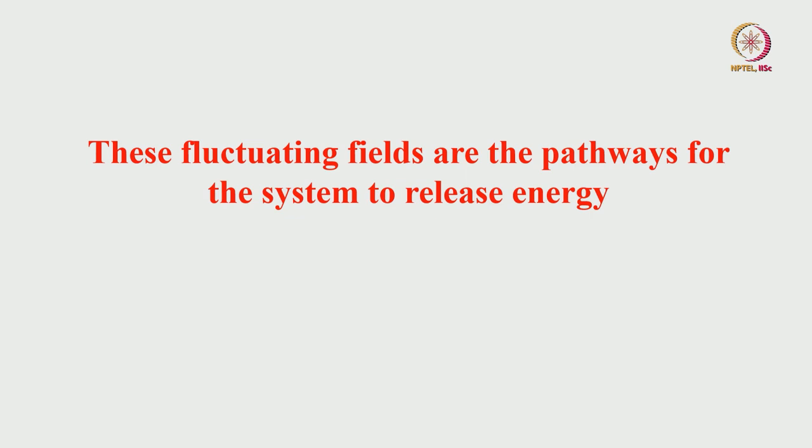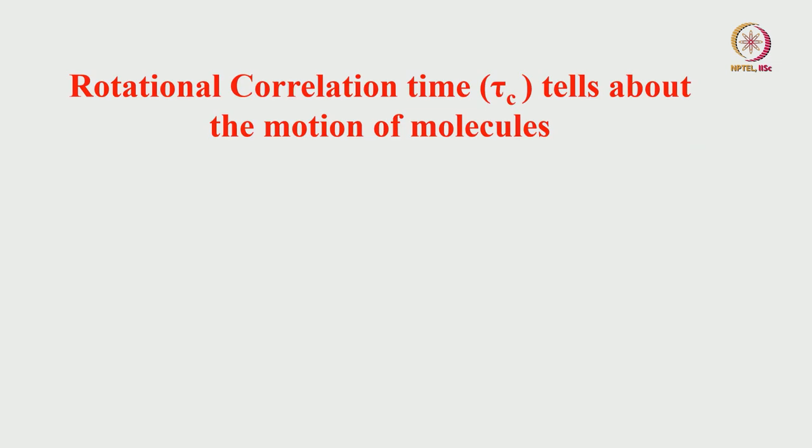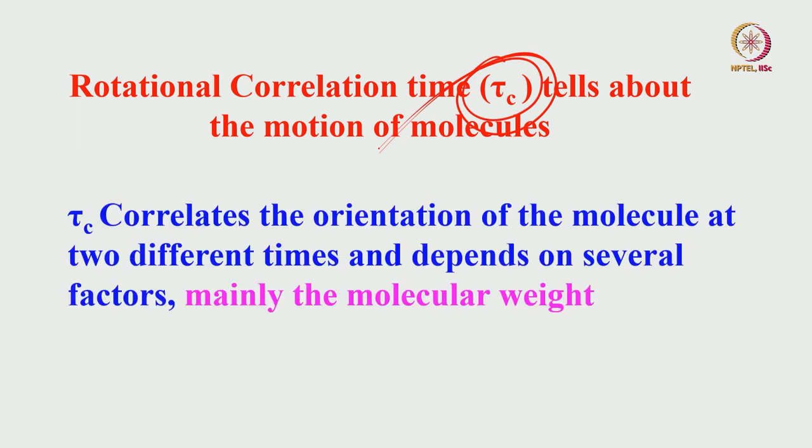You understood what causes relaxation? The spectral density function, which has different frequencies. Where do these fluctuating frequencies come from? From the fluctuating magnetic field. How does the fluctuating magnetic field come about? It is because of the molecules undergoing rotational motion, tumbling motion like that. And these tumbling motion frequencies match with the rotation frequency of the molecule, and that causes flipping of the spins. And this rotational correlation time tells us about the motion of the molecule: how fast the molecules are undergoing motion, whether they are going fast or slow. That is defined by tau c, called the correlation time.